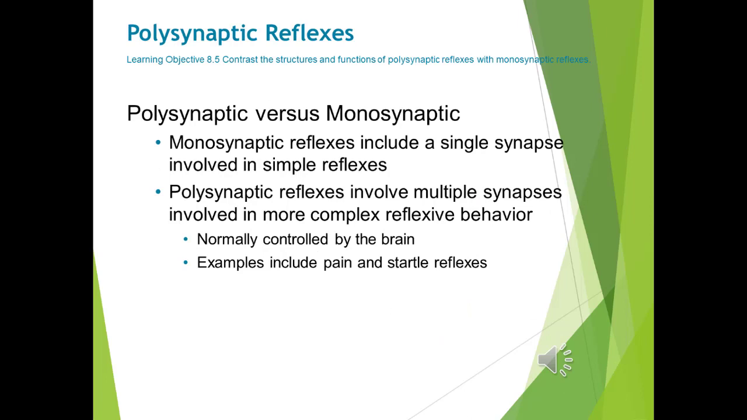While the monosynaptic reflex includes a single synapse and is what makes up simple reflexes or instinctive locomotor responses, the polysynaptic reflex involves lots of synapses and much more complicated reflexive behavior. It is therefore normally controlled by the brain, and examples include our pain responses and our startle reflexes.